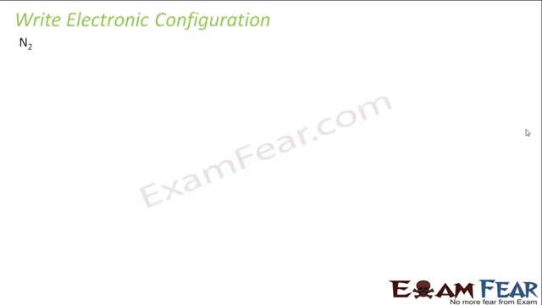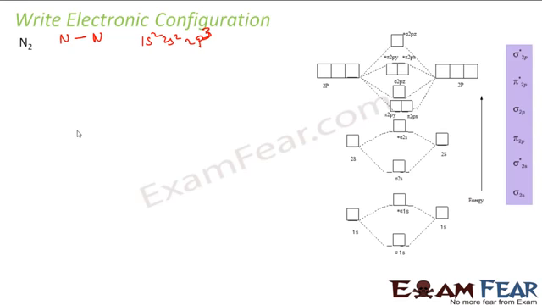Let's write the electronic configuration of nitrogen molecule. Nitrogen molecule is nothing but 2 nitrogen atoms, and the electronic configuration of nitrogen is 1s2, 2s2, 2p3. Correct? So let's draw this. We'll have 1s2, 2 electrons here, 2s2, 2 electrons here, 2p3, 3 electrons here. Similarly here also we'll fill the same way, 2s2 and 2p3. Correct?